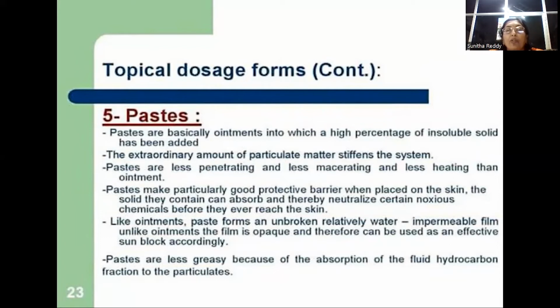The extraordinary amount of particulate matter stiffens the system. Pastes are less penetrating, less macerating, and less heating than the ointment. Pastes make a particularly good protective barrier when placed on the skin, and the solids they contain can absorb, thereby neutralizing, certain noxious chemicals before they ever reach the skin. Like ointment, paste forms an unbroken, relatively water-impermeable film. Unlike ointment, the film is opaque, therefore it can be used as an effective sunblock accordingly.